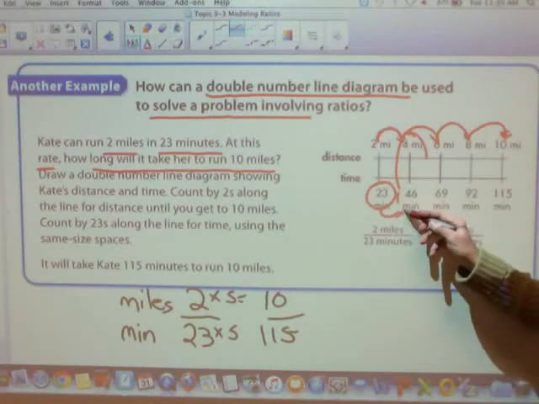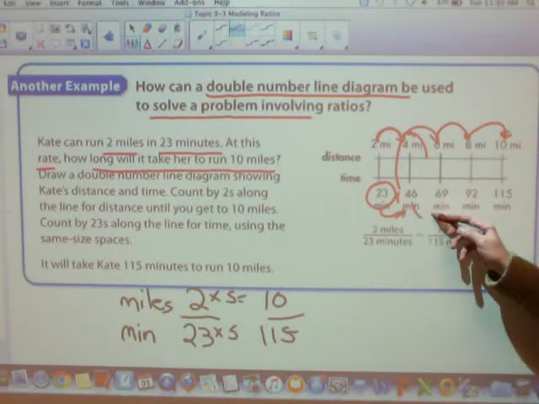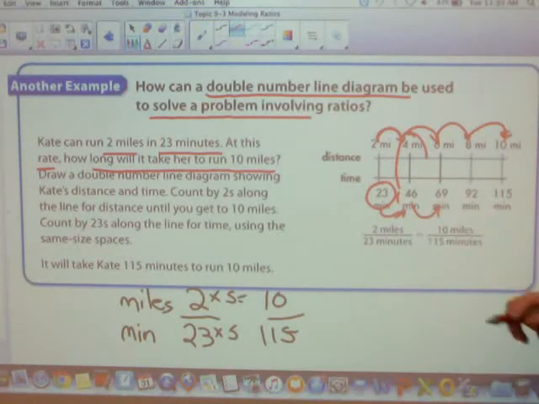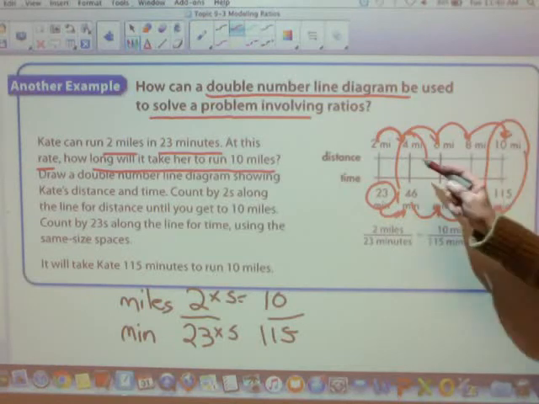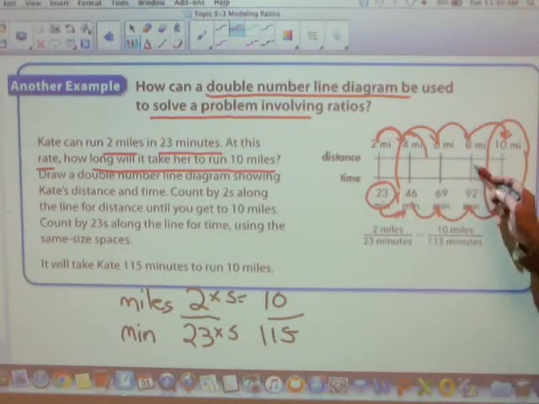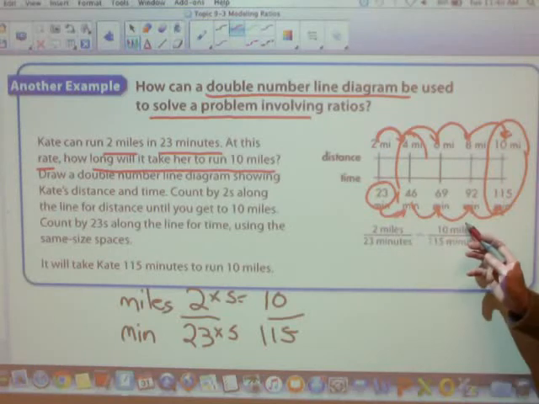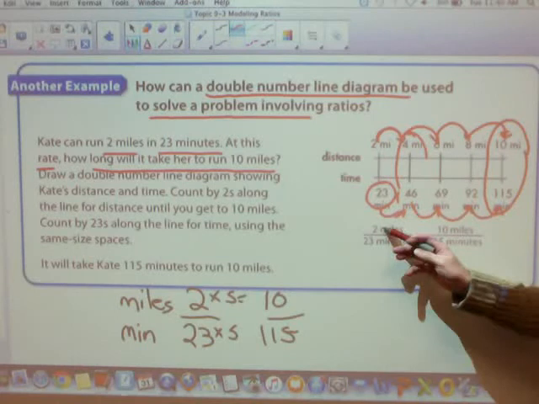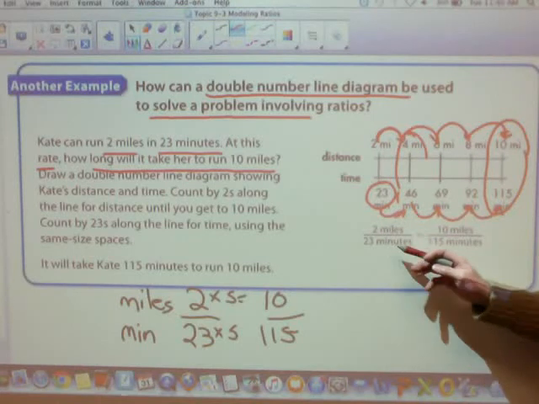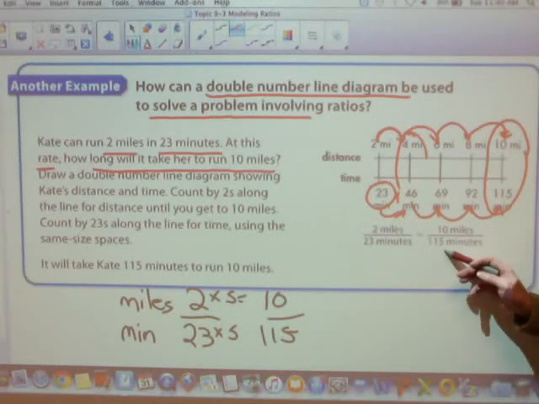So 23 plus 23 is 46. 46 plus 23 is 69. 69 plus 23 is 92. 92 plus 23 is 115 minutes. And so you can see where you've created these number lines and you've essentially modeled a proportional amount. So if you have a rate of 2 miles per 23 minutes, 10 miles will take you 115 minutes.